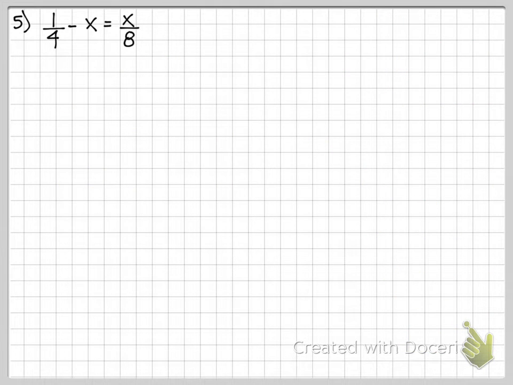Okay, number 5. So here, I saved an easier one for last, because look at the denominators here. First, I'm going to put that -x over 1, because I need a denominator. I want to look at all of my denominators, right? So I have a 4, a 1, and an 8 for my denominators.